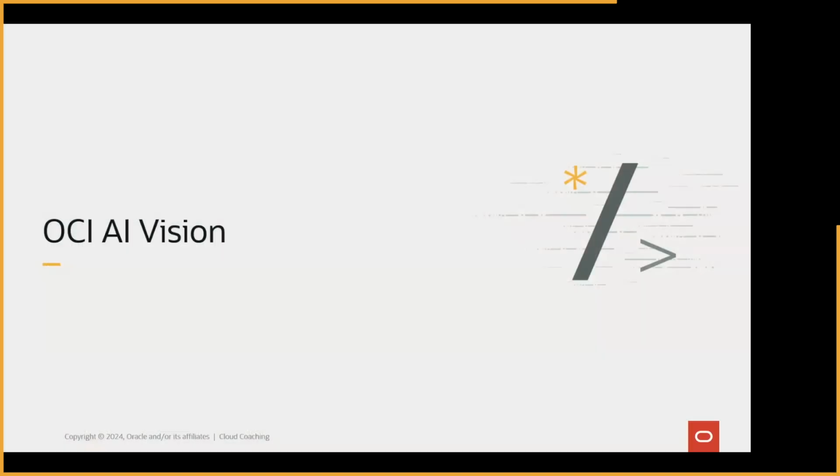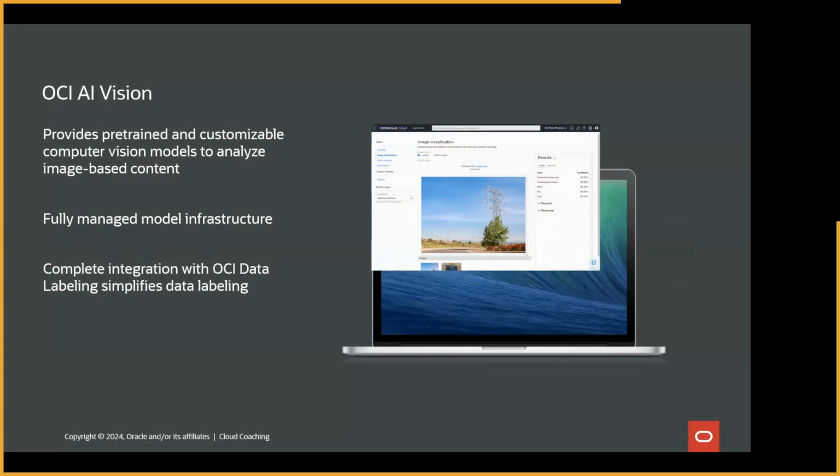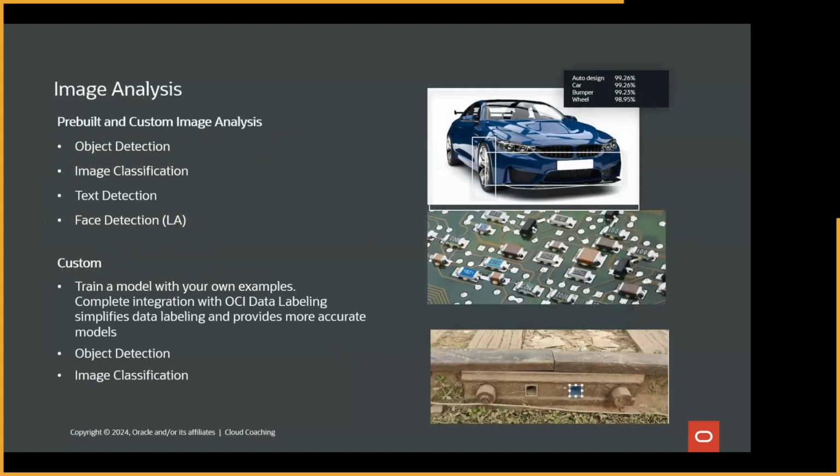Let me talk a little about the AI Vision Service. What is AI Vision Service? As we are using this service to describe the image, this is where we are starting, so we should know what it is. Oracle OCI's AI Vision Service has different models: there are pre-trained models, and you can also develop custom models. We'll talk about which pre-trained models are available.